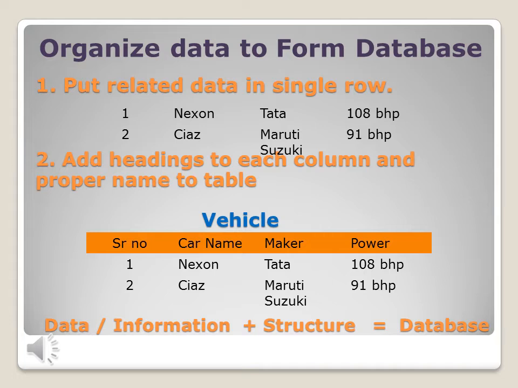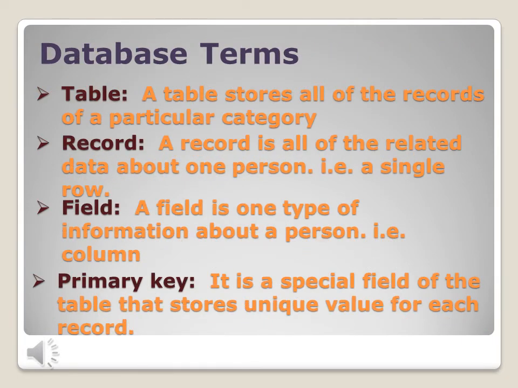Second, we have to add a heading to each and every column and then give a proper name to the table. You can see in the second table we have given the name to the table, that is Vehicle, and we have also added a heading for each and every column. So we can say a database is the combination of data or information plus a proper structure.